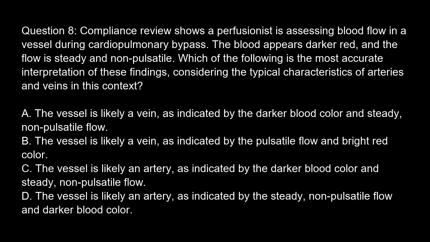Which of the following is the most accurate interpretation of these findings, considering the typical characteristics of arteries and veins in this context? Option A. The vessel is likely a vein, as indicated by the darker blood color and steady, non-pulsatile flow.